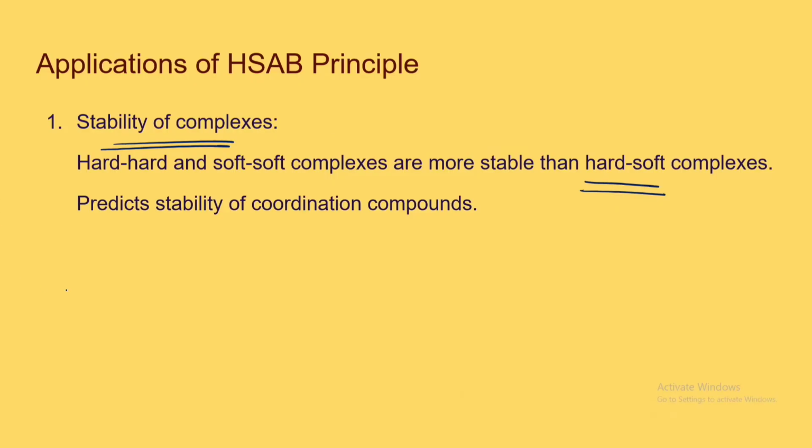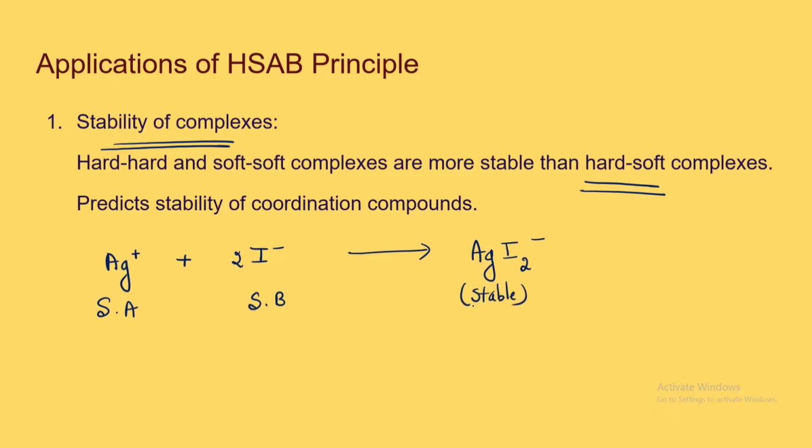So let us take the example. Here we have Ag plus. It is clearly a soft acid, right? If it combines with I minus, it is very clear. So let me write, this is soft acid. We know that this is a soft base. Let me write SB. So here it forms AgI2 minus. So this particular complex is stable, right? Because it is formed by the combination of soft acid and soft base.